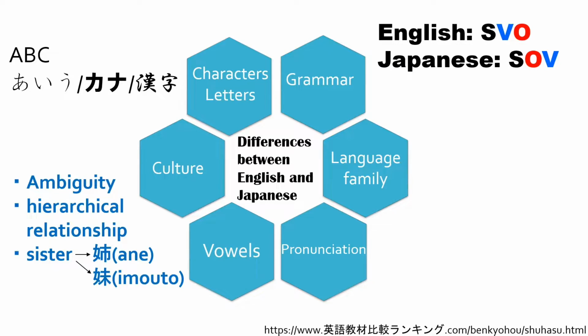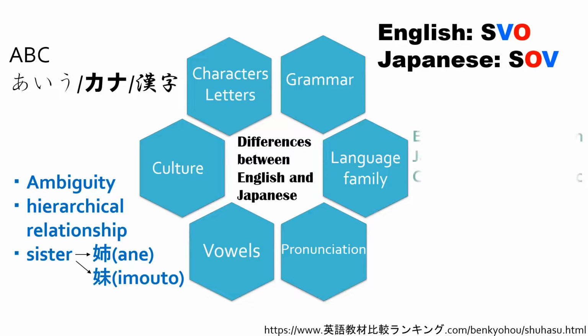Cultural difference can influence the variety of expression of a word. For example, sister. In English, we call them sister no matter if she's younger or older. But in Japan, we have ane, which means older sister, and imouto, which means younger sister. So it's separated. There's a strong hierarchy relationship in Japan, and we value age. So we sometimes have vocabularies that English speakers don't have.